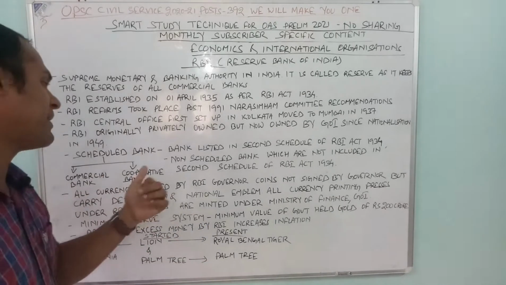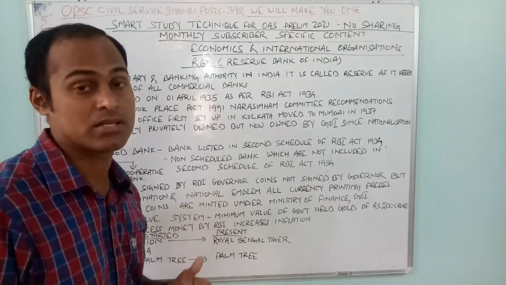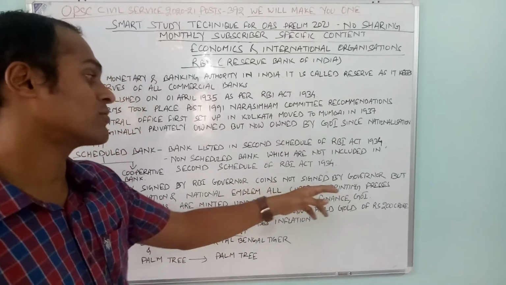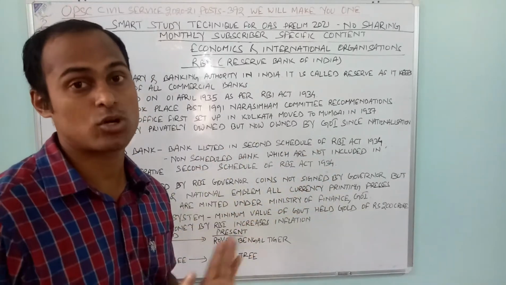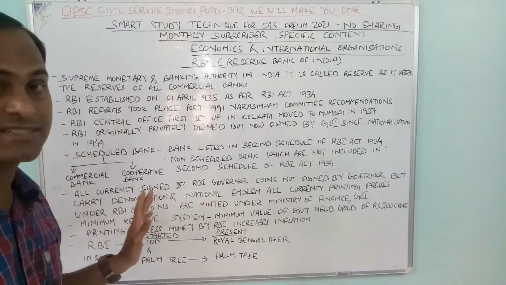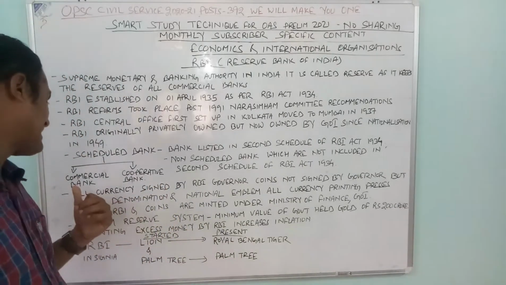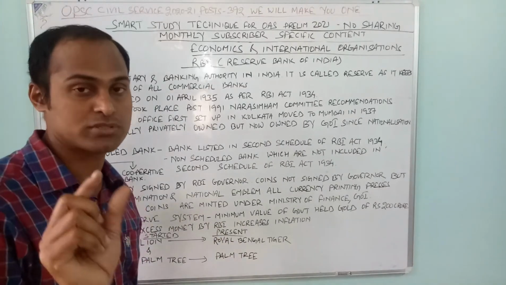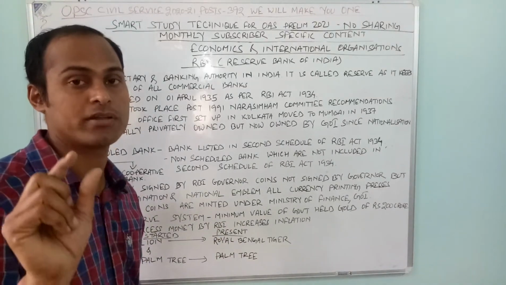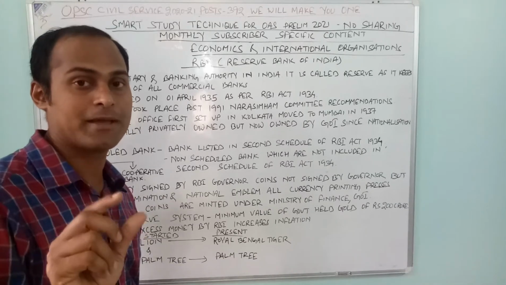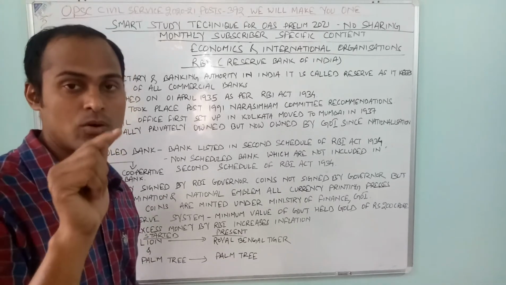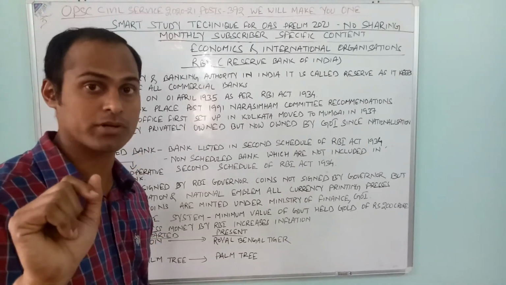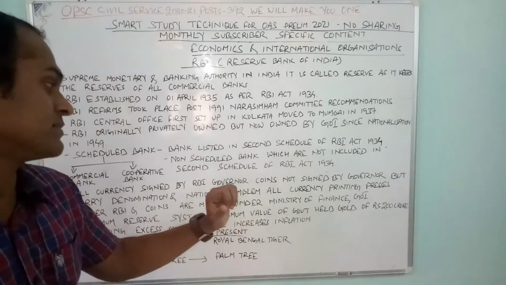All currencies are signed by the RBI governor. Remember this. Coins are not signed by the governor. This is a fact. But coins carry the denomination and the national emblem. The 1 rupee coin, 2 rupee coin, 5 rupee coin and 10 rupee coin possess the denomination, the number 1, 2, 5, 10, and the national emblem.